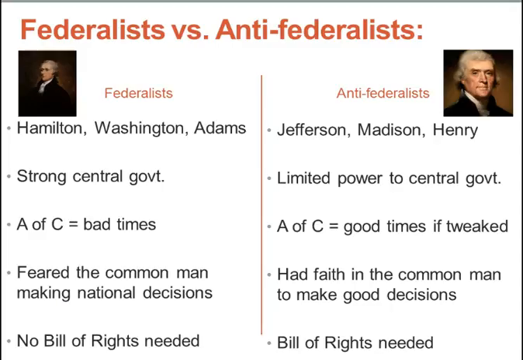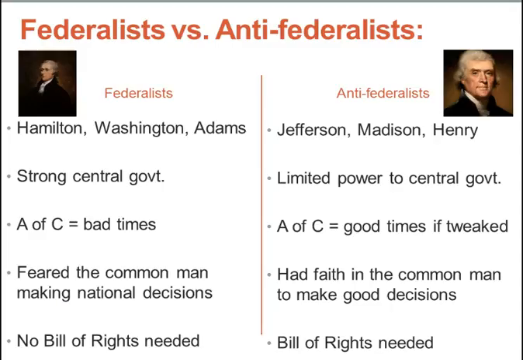And you had two sides. You had the Federalists versus the Anti-Federalists. So let's talk about the Federalists first. These were people who were in favor of ratification, of approval of the Constitution. They were selling the Constitution, trying to convince people to do it. So we have Hamilton, Washington, and John Adams on the Federalist side. They wanted a strong central government, thought the Articles of Confederation were bad times. They feared the common man making national decisions and did not think it was necessary to have a Bill of Rights.